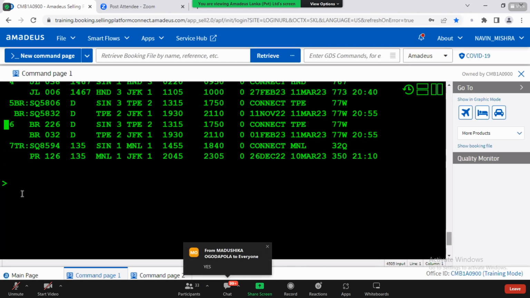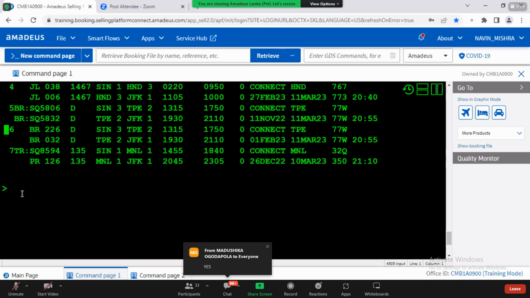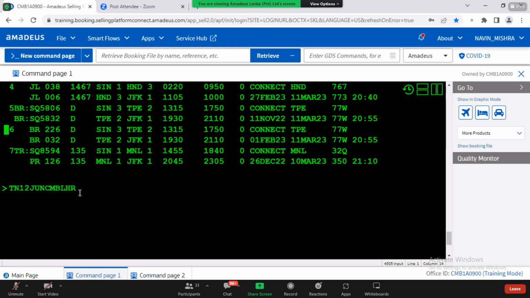Now, we still have 5 minutes. Just give me 5 more minutes and I'll complete my topic. Now the TN command can also be used with a date. Suppose the passenger says, I want to know the flight timetable from 12th of June. So let me type TN 12th June and type Colombo to London. So now what will happen here? Who will tell me what the search result will be? The search result will pick the 12th of June date.